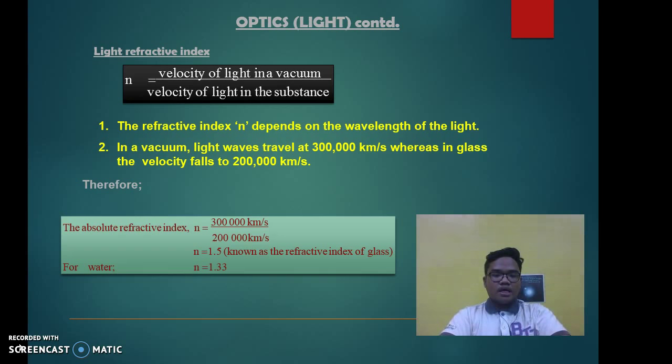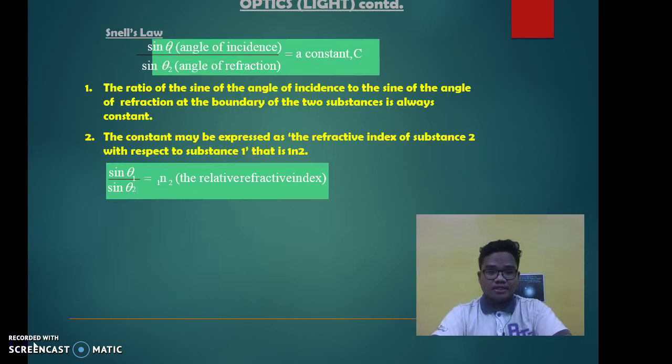For example, in a vacuum, light waves travel at 300,000 km per second, whereas in glass the velocity falls to 200,000 km per second. Snell's law states that the ratio of the sine of the angle of incidence to the sine of the angle of refraction at the boundary of two substances is always constant. The constant may be expressed as the refractive index of substance 2 with respect to substance 1, that is 1n2.